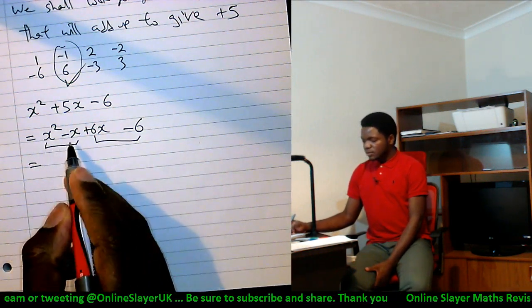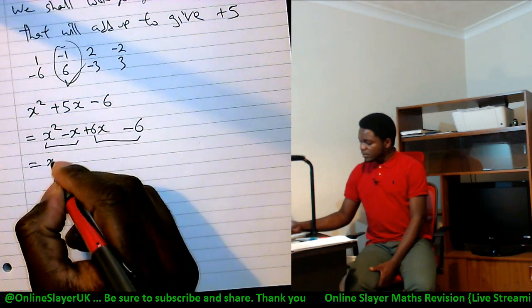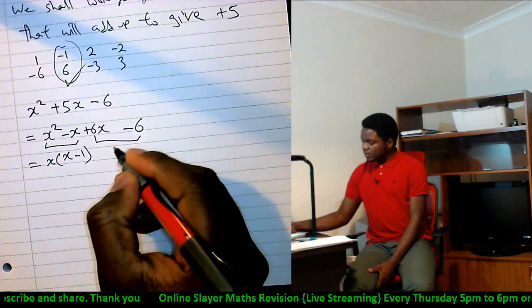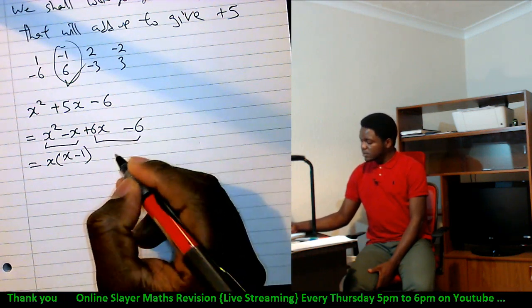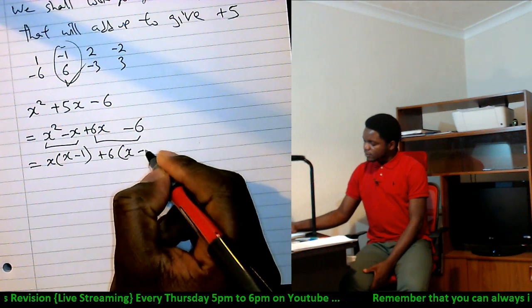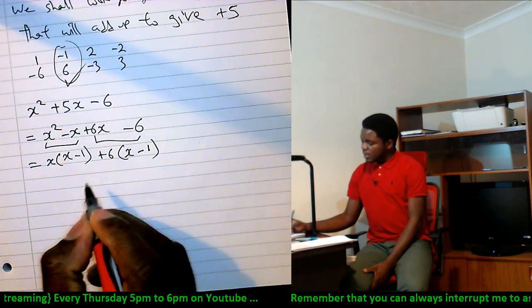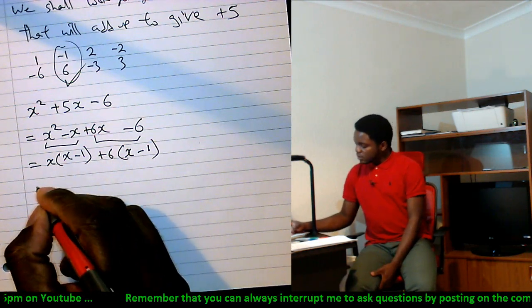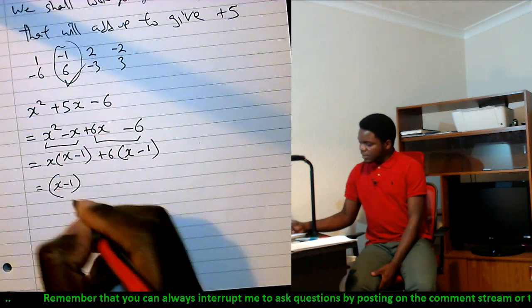Therefore, what's common to these two and what's common to these two? X is common to these two. So when you take x out, you're left with x minus 1. And when you take 6 out, because 6 is common to these guys, plus 6, you're left with x minus 1. And x minus 1 is common to both terms. So therefore, x minus 1 can be taken out.